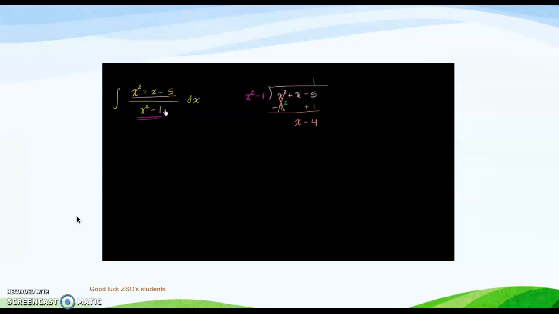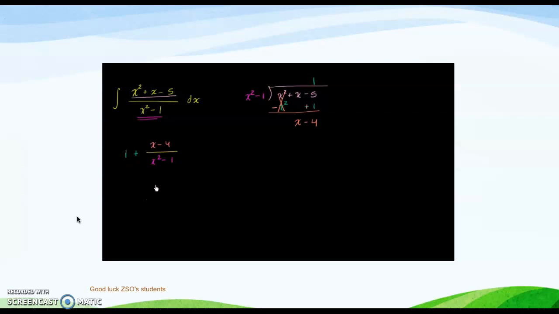So we can rewrite the expression that we're trying to find the antiderivative of. We can rewrite it as 1 plus (x minus 4) over (x squared minus 1). So we did one thing. Now we have a lower degree in the numerator than we have in the denominator. And obviously the 1 is fairly straightforward to take the antiderivative of.